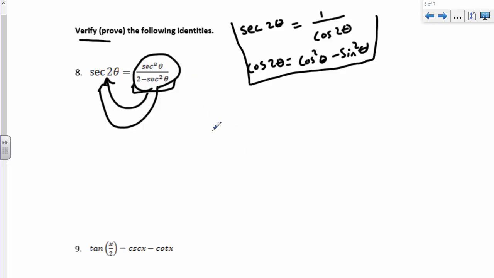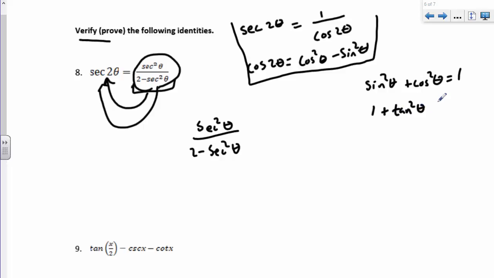So let's take a look at this. I'm going to take the right side and make it look like the left. So we got secant squared theta over 2 minus secant squared theta. It is worth noting your Pythagorean identities. There are 3 of them. We know that sine squared theta plus cosine squared theta is equal to 1. Very famous identity, that one. Also know that 1 plus tangent squared theta is in fact equal to secant squared theta, another famous one, and that 1 plus cotangent squared theta is equal to cosecant squared theta.